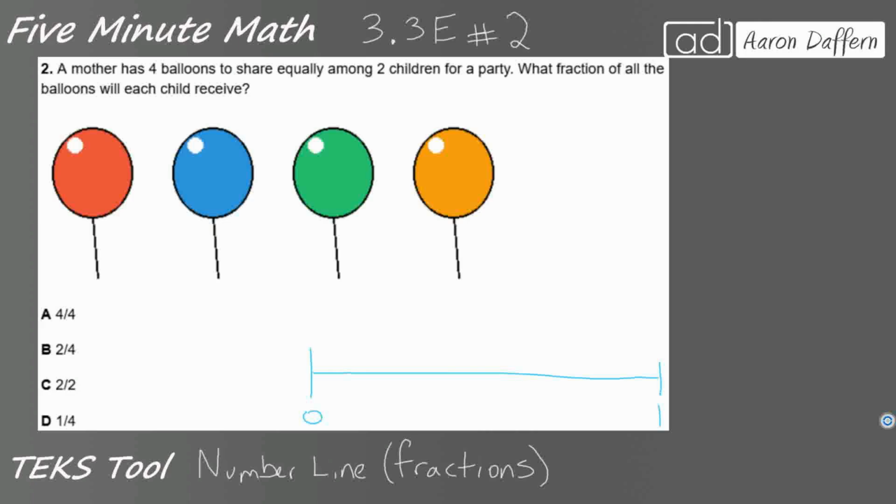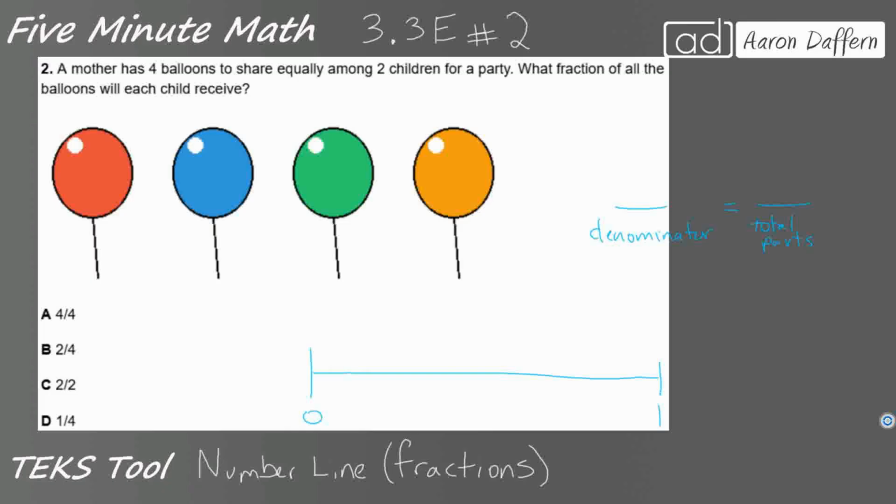And when we're dealing with a fraction, we have two numbers specifically that we are looking for. First, we're looking for our denominator. So that's the bottom number, and that's the number of parts, or the total parts. And so we want to go ahead and break up this number line into four equal parts.